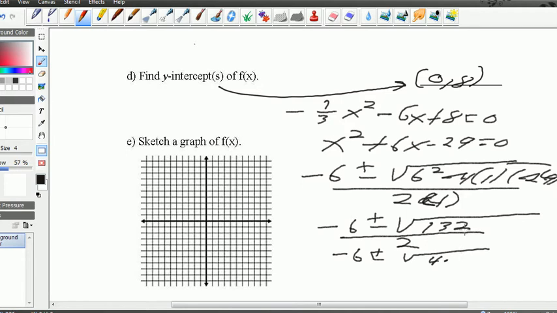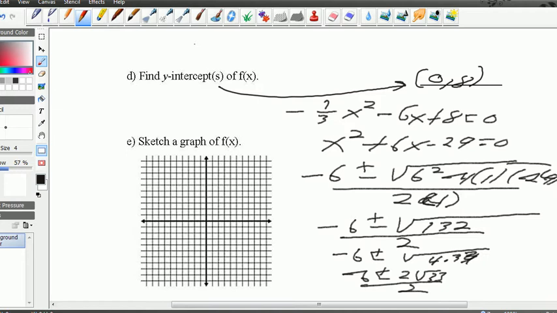Four goes into 132 thirty-four times. Is that right? Yeah, 4 times... nope. 4 goes into 13 three times, 3 times 4 is 12. So it's 33 times. That gives us minus 6 plus or minus 2 square root of 33 over 2.